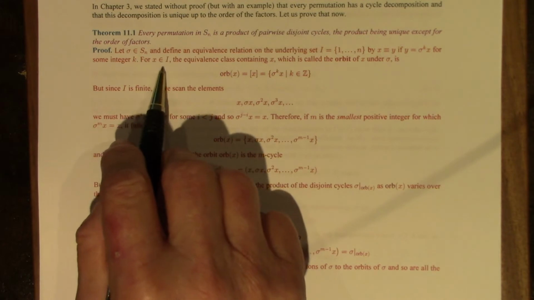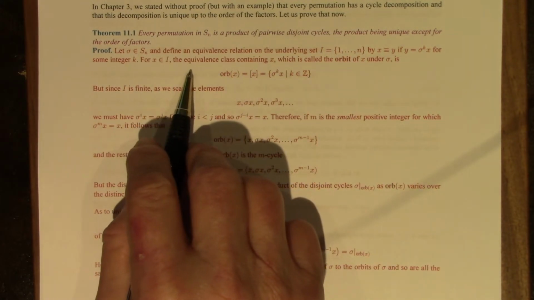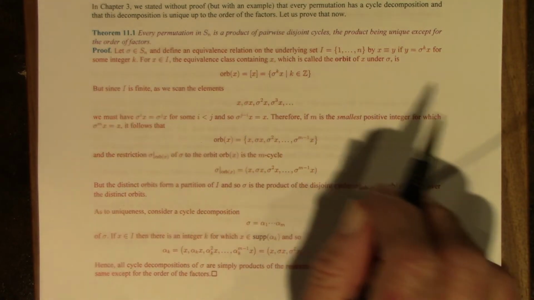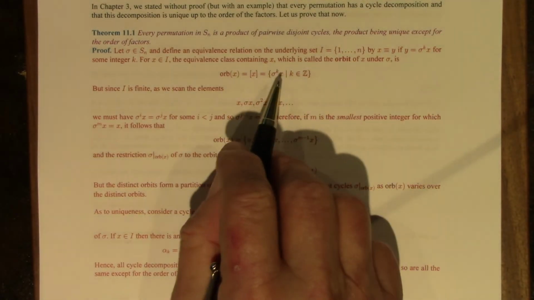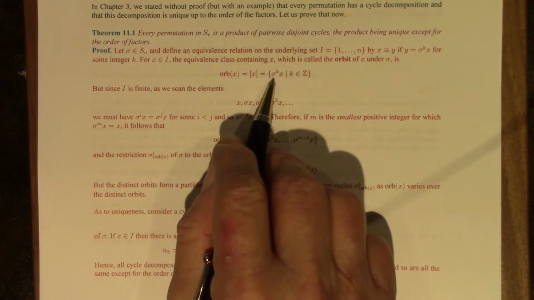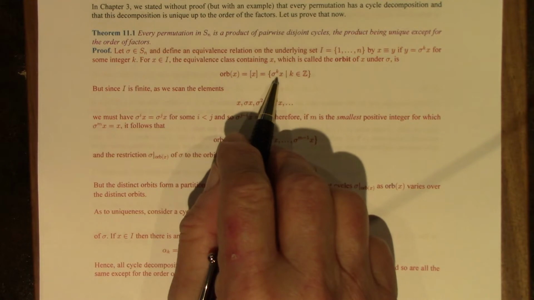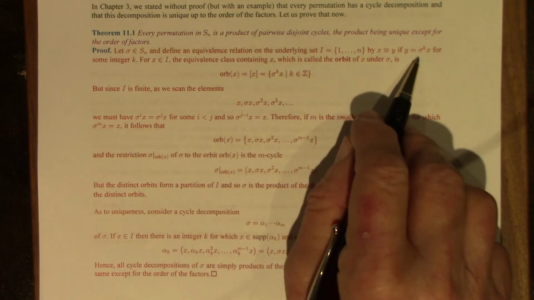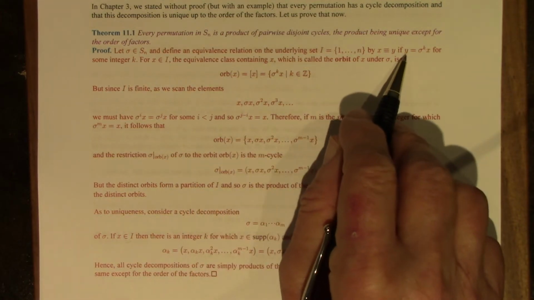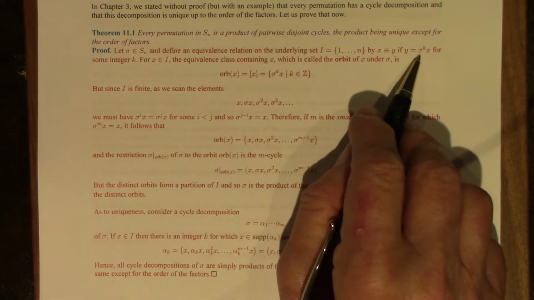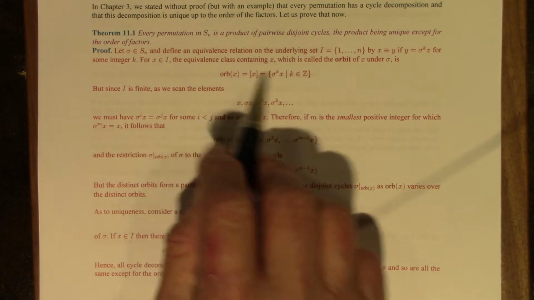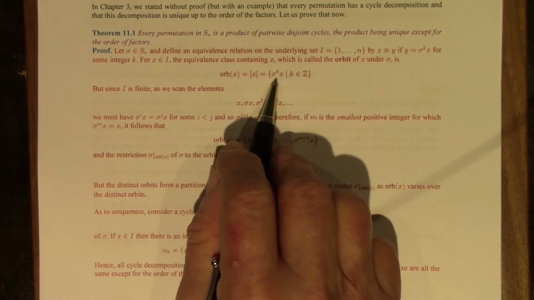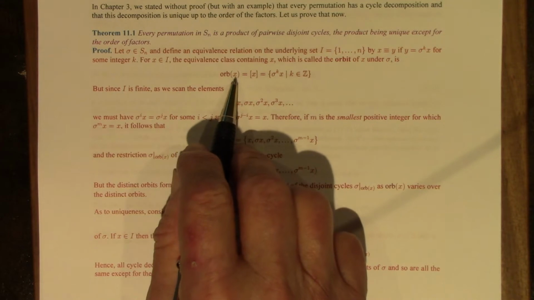For little x in the index set, or the underlying set I, the equivalence class containing x is generally called the orbit of x. And it looks like this. It's really just the set of all sigma to the k of x as k ranges over Z. That is, after all, the definition of equivalence of two elements, x and y. So this is the set of all elements that are equivalent to x.